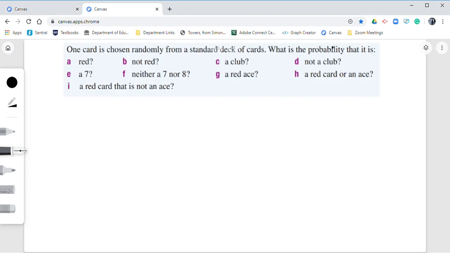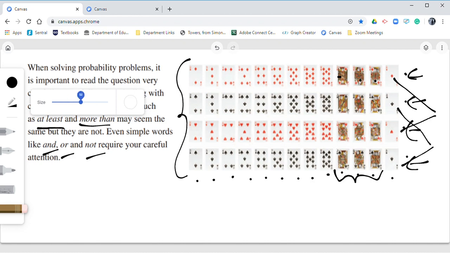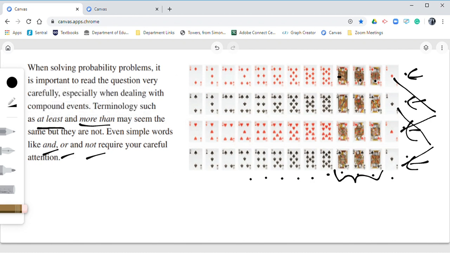Let's get into it. So back to our deck of cards. One card is chosen randomly from a standard deck of cards. What is the probability that it's red? So for A, if I was trying to determine the probability of something being red, notice I'm using my P brackets, and then what I'm trying to determine the probability of, P of red. Well, I go back and I look at my deck of cards. I can erase some of my writing just to make it a little bit neater and easier to read.